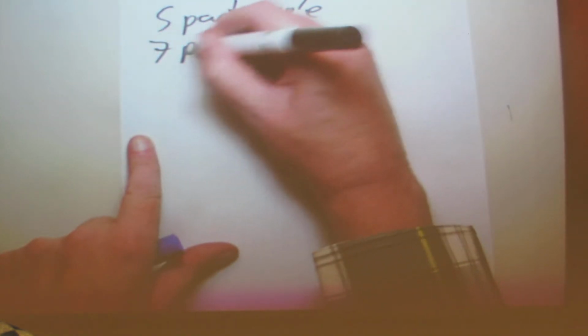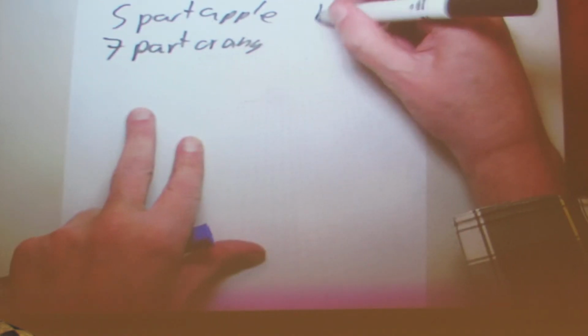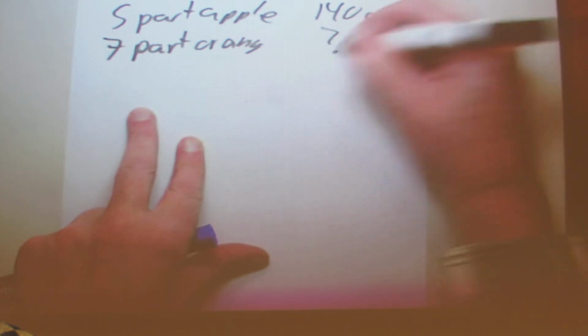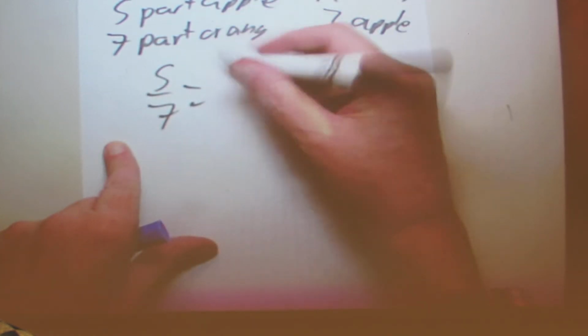The next type of question will be a ratio and a proportion. So let's say we have 5-part apple and 7-part orange. And what would we have if we had 140 orange? We need to know how many apple. So we're going to set 5 over 7 equals, since we have apple here, we need apple is the x, and orange on bottom, so orange will go on bottom here.